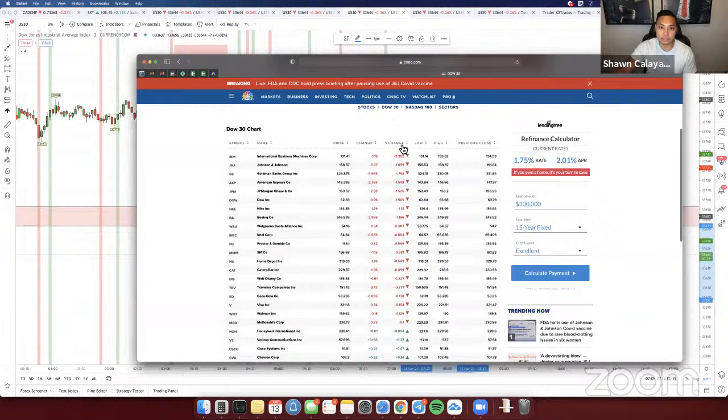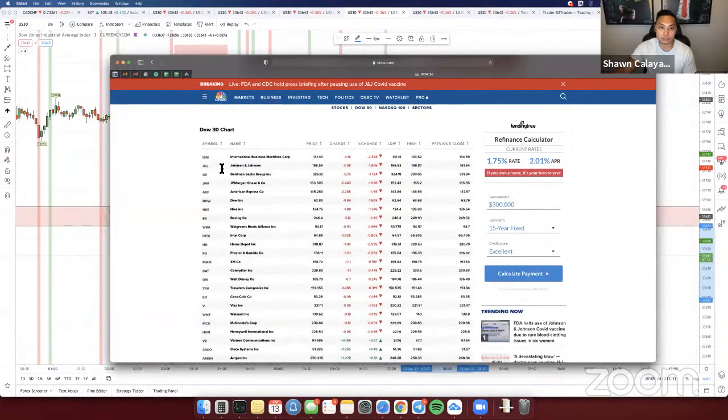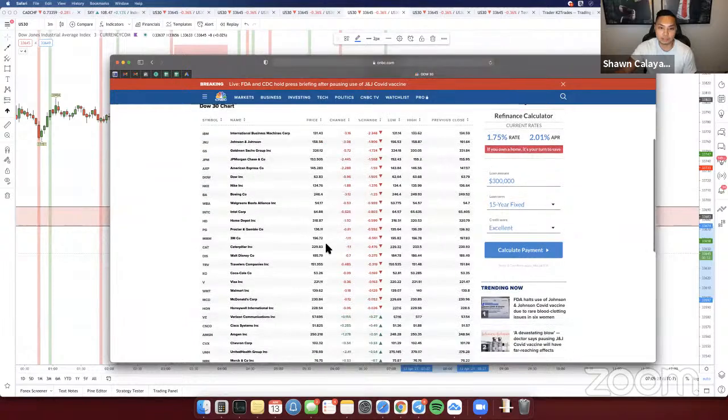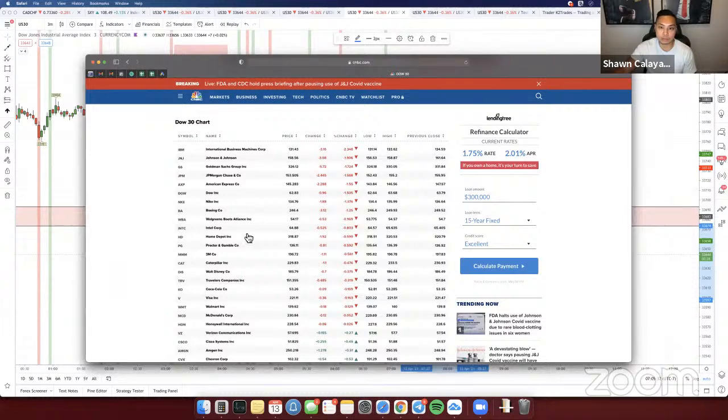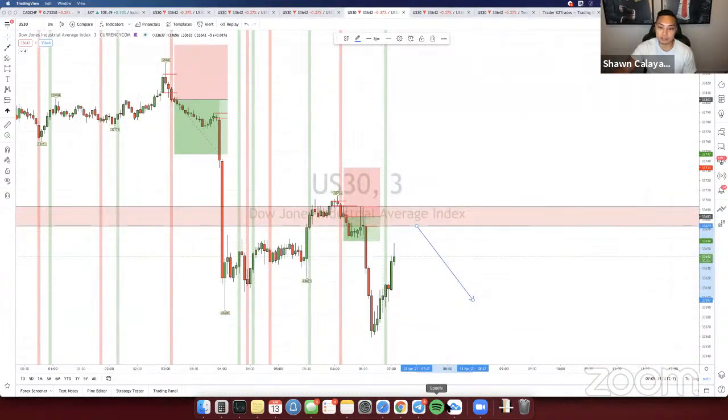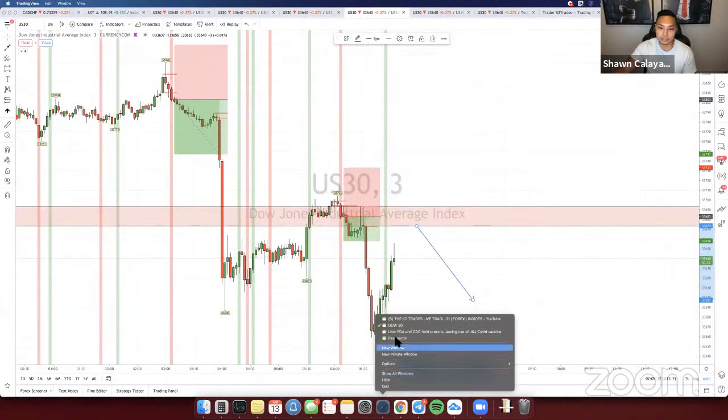They're not the only one that's going down heavy. There's a lot of other companies. IBM is going down. Johnson & Johnson is going down. Goldman Sachs is going down. Everything's going down right now. All the big names are going down in US 30. So that's why we're not trying to hop into this buy yet, because the stock is going down.